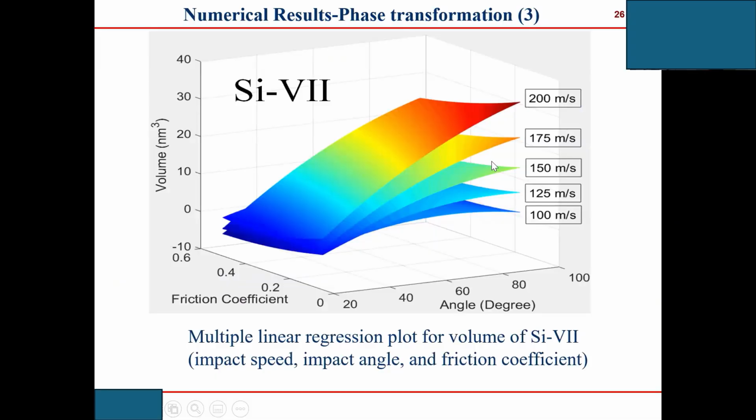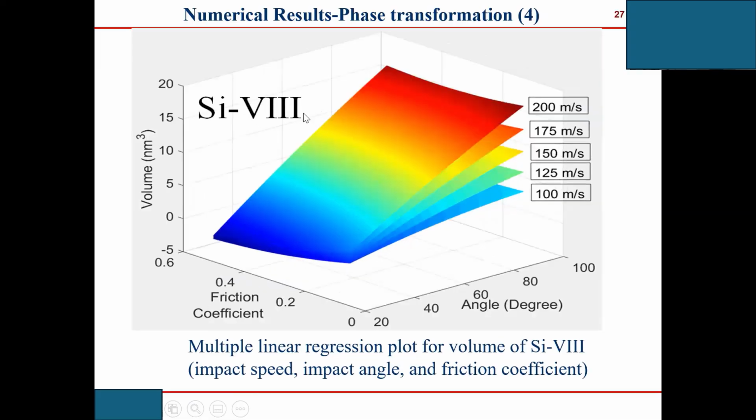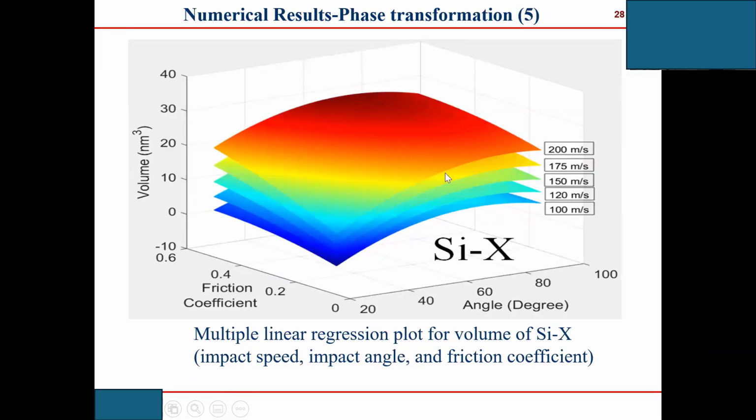Based on these cutting conditions, we can use multiple linear regression to predict, at any combination of cutting speed, impact angle, and frictional coefficient, the volume for silicon 7, the volume for silicon 8, and the volume for silicon X. This X means 10.